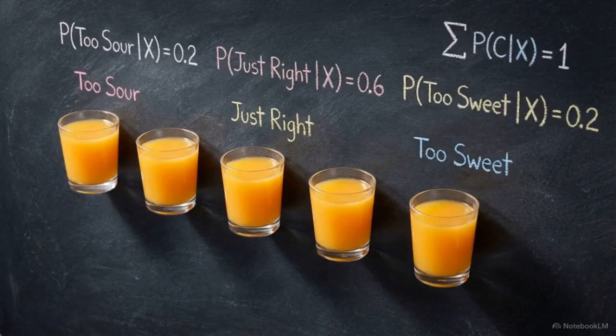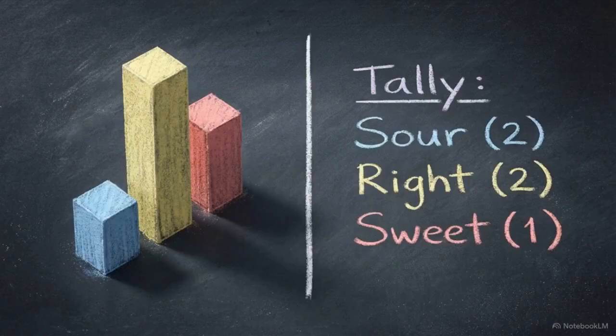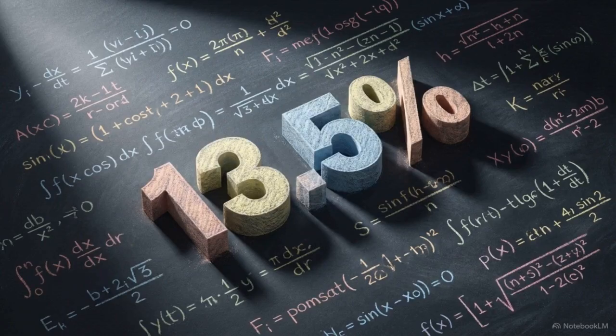Consider a sensory evaluation where 5 trained panelists taste a new citrus juice. They categorize it into 3 options: too sour, just right, or too sweet. We map historical consumer probabilities against the exact breakdown of the panel's choices to execute the calculation. In this scenario, the formula reveals a 13.5% chance of observing that specific spread of ratings.